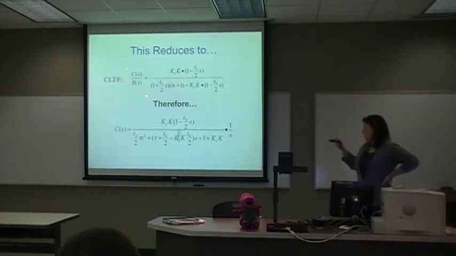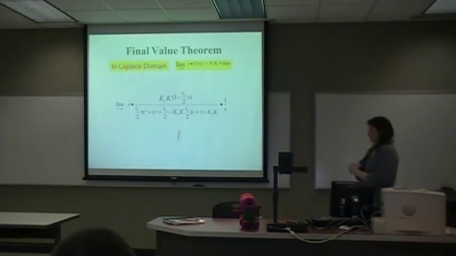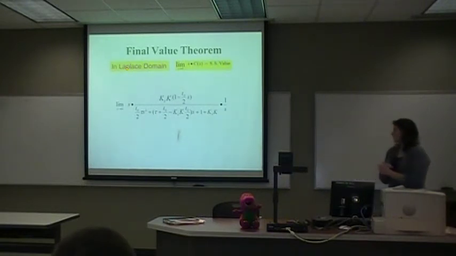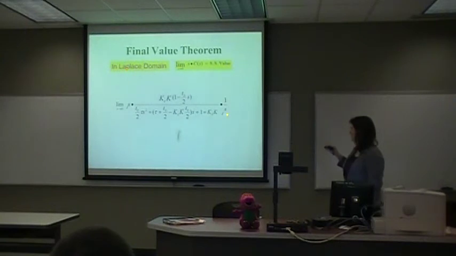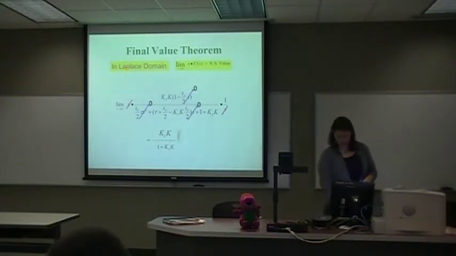And then if we have r of t equal to 1, then r of s is equal to 1 over s. So we multiply essentially by 1 over s to get this equation for C of s. Using the final value theorem, the limit as s approaches 0 of s times C of s will give us a final steady state value. As you can tell, the s's will cancel out. Each of the terms with s in them goes to 0, leaving us with Kc times K on the top and 1 plus Kc times K on the bottom, giving that as our final value.